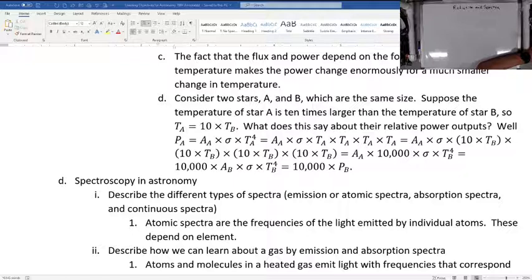One last thing about the power output. Notice that in this example where the temperature of star A is 10 times the temperature of star B, then the power output of A is 10 times 10 times 10 times 10, or 10,000 times the power output of star B, right? So if the temperature of star A was twice as big as the temperature of star B, it'd be 2 times 2 times 2 times 2, or 16 times more power. It's whatever that factor is to the fourth power. And so that's why a small increase in temperature produces a big difference in power output.